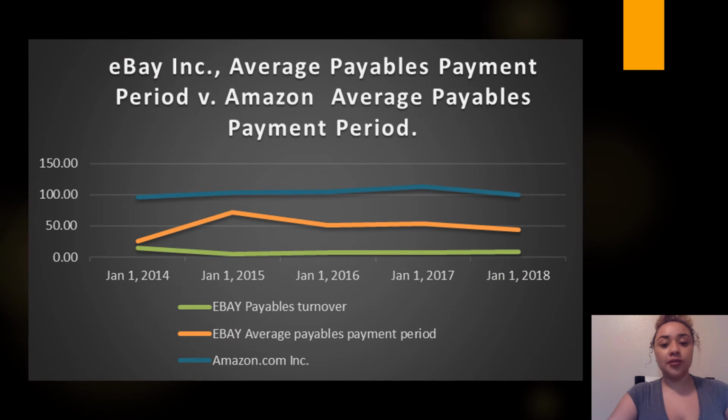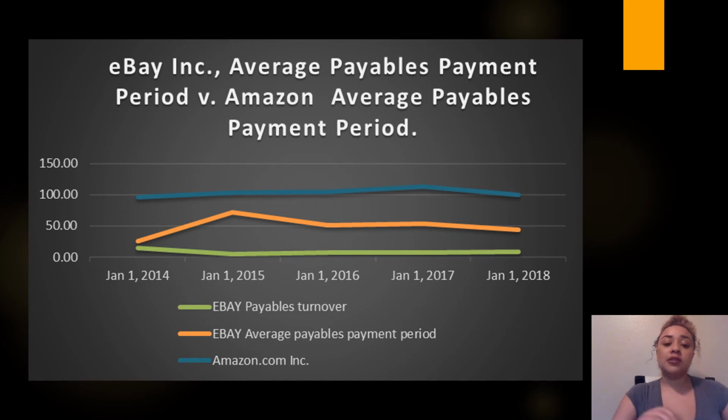Next, I have a graphical representation for eBay Incorporated's average payable payment period versus Amazon's average payable payment period as well. So we have from January 2014 all the way to January 1st of 2018. So green is eBay and orange is eBay's average payable payment period. Blue is Amazon.com. The green is, once again, eBay's, but that's eBay's payable turnover.